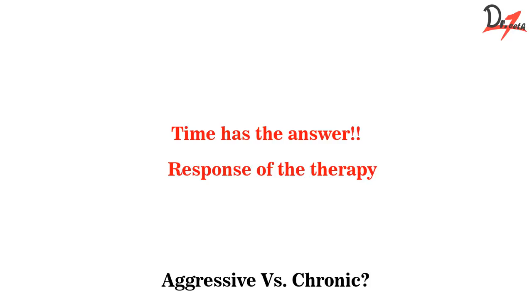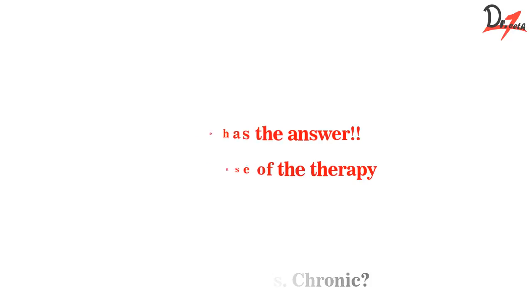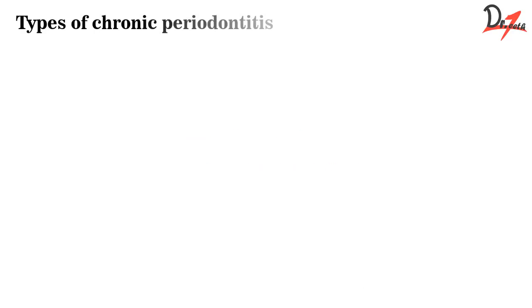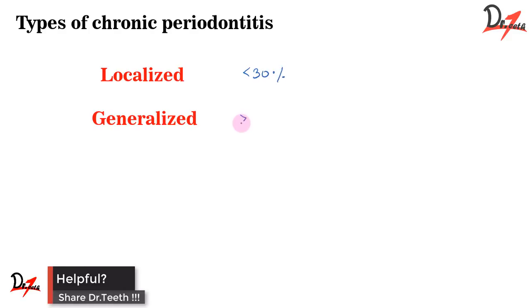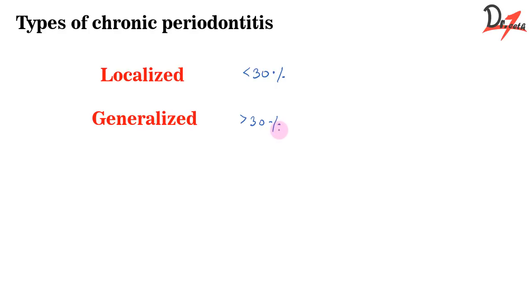Now, before we end the video, let me quickly tell you about the types of chronic periodontitis. There are two types: localized and generalized. We say it is localized when less than 30% of the sites show attachment and bone loss. And when the attachment or bone loss is more than 30%, it is generalized chronic periodontitis. So this was generalized and localized.